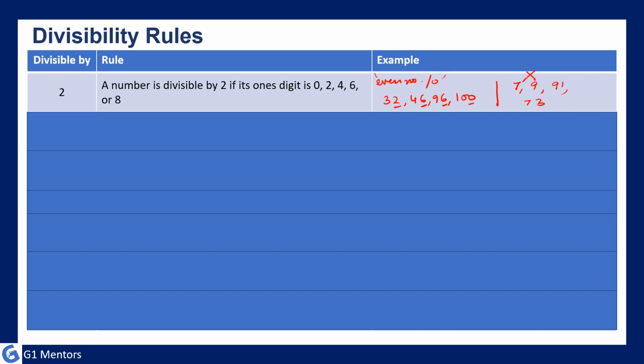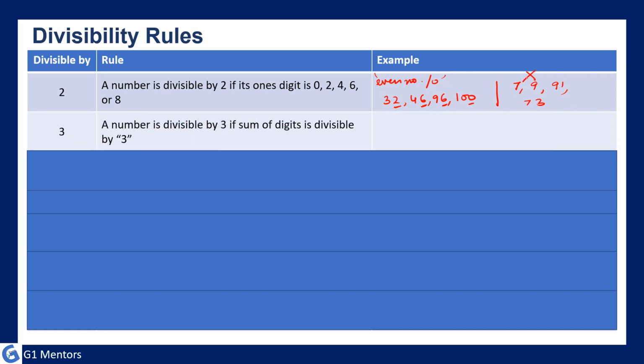So now let's see the divisibility rule of 3. A number is divisible by 3 if the sum of its digits is divisible by 3. Let's take a large number, 9, 1, 6, 5, 4, a random number. So what is 9 plus 1 plus 6 plus 5 plus 4? It is equal to 10, 16, 21, 25. So since 25 is not divisible by 3, 91654 is not divisible by 3.